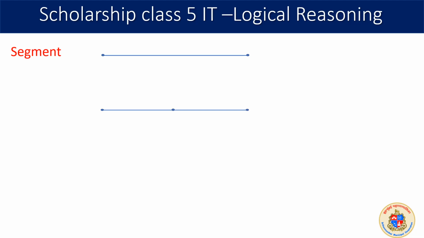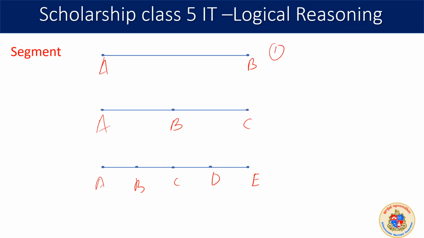If I name this segment as AB, or if I name this as A, B, C, depending upon the number of points mentioned in that, or I can also name it as A, B, C, D as different points on this line segment. Suppose there is a question related to segments, it can be how many segments are there? Here is only one segment. In this case, how many segments are there?